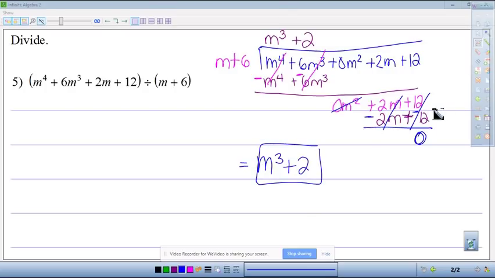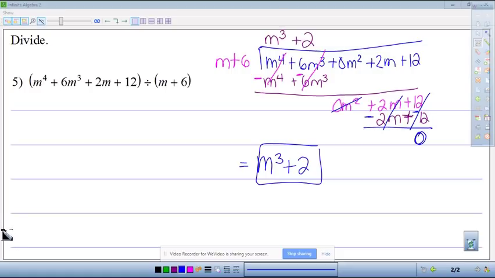Now the reason this would happen is because m plus 6 is a factor of my 4th degree polynomial. So if you were to factor your 4th degree polynomial, you would find m plus 6 to be one of its factors. Anytime you divide a polynomial by one of its factors, it will have no remainder. And so notice that now that I've divided, my answer is a polynomial. When I divided a polynomial by its factor, my result was a polynomial.